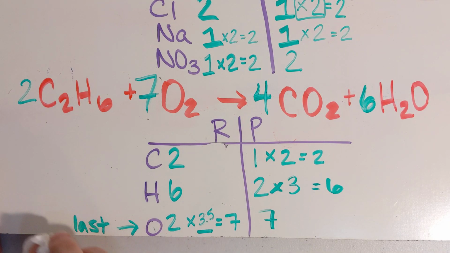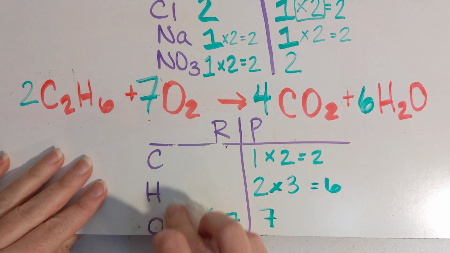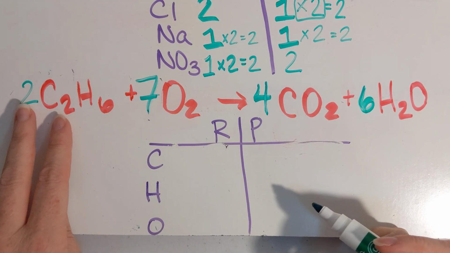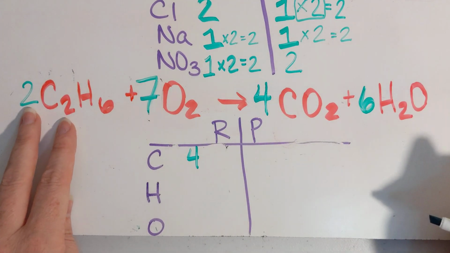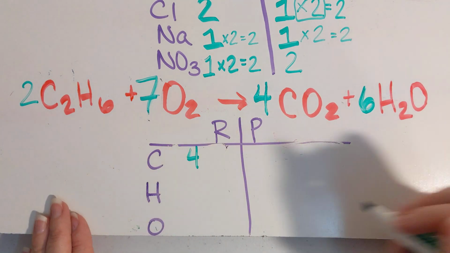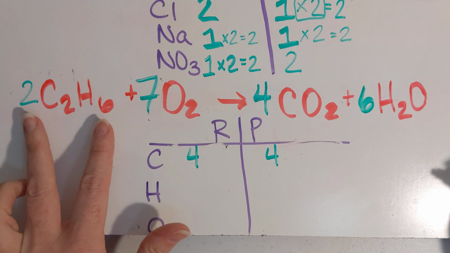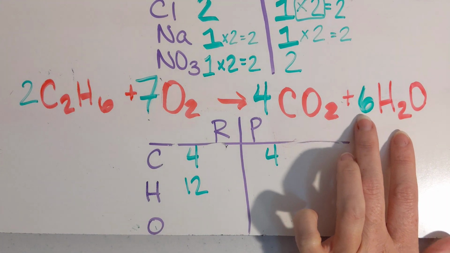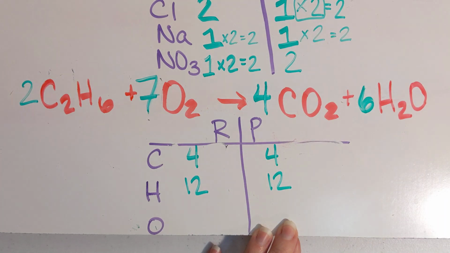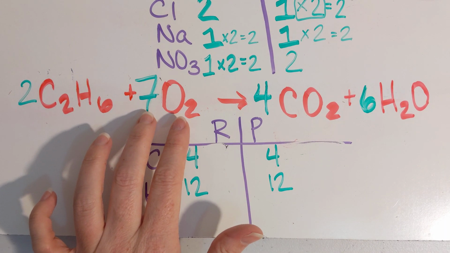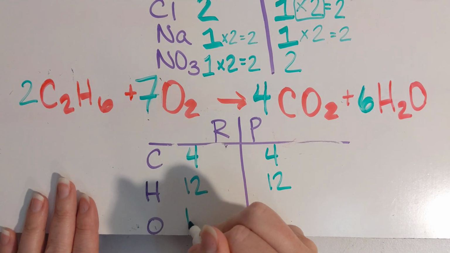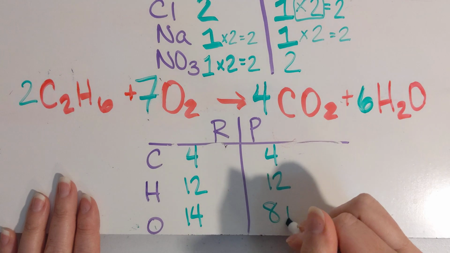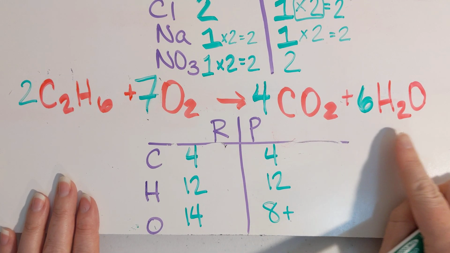So let me just erase this because at this point it's going to be way too busy. But let's check. Make sure that everything does indeed match. So I'm starting with 2 times 2 carbons, or 4. And I'm ending with 4. I'm starting with 6 times 2, or 2 times 6 hydrogens, and then I'm ending with 6 times 2 hydrogens. Okay, so far so good. Oxygen, my troublemaker. 7 times 2, 14. And then oxygen back here, I have 4 times 2, which is 8. And then I have 6 more right here.